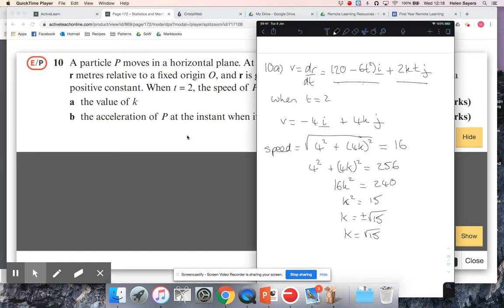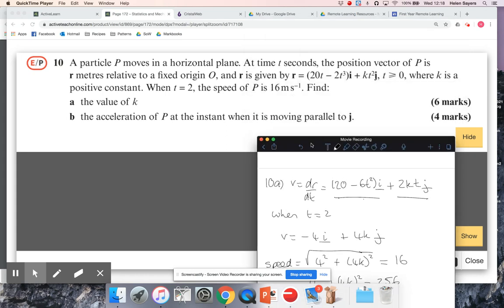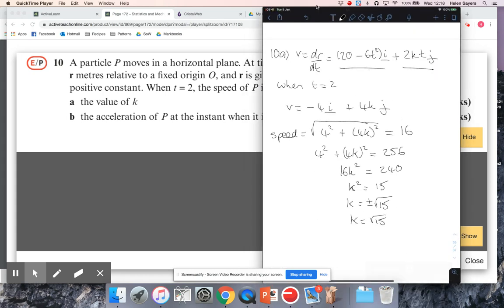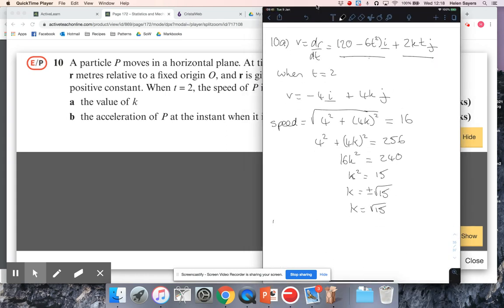Then I want the acceleration of p at the instant when it's moving parallel to j. Okay, so I'll get the acceleration vector first, and then we'll worry about how we're going to find our value of t. So acceleration is the velocity differentiated, so I can just about still see my velocity vector there, so I won't write it out again.